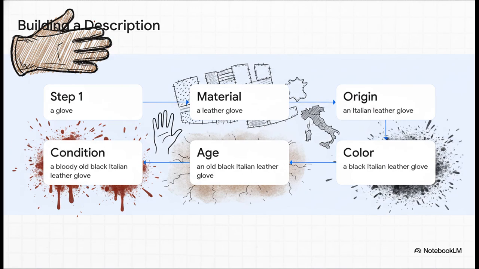We start with its most fundamental quality, its material. It's a leather glove. Then, where is it from? Origin, an Italian leather glove. What color is it? Black. Age? Old. So now we have an old, black, Italian leather glove. And finally, a temporary state. A bloody, old, black, Italian leather glove. Notice how each layer builds on the last, moving from the most permanent quality outward.